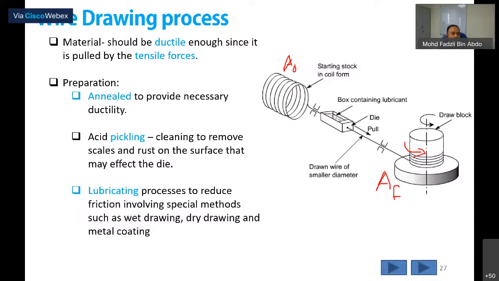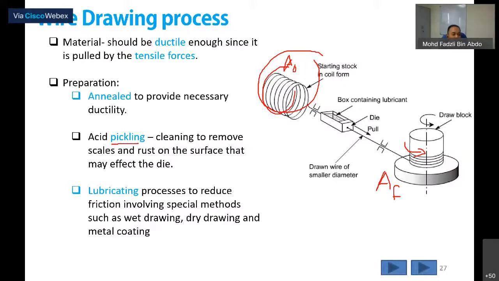Should be ductile. Dia punya preparation, anneal to provide necessary ductility. Maksudnya kita kena annealkan dia. Acid pickling cleaning to remove scale or rust on the surface that may affect the die. Sebelum ini kita kena annealkan dulu. Lepas ini kita kena buat acid pickling. Acid pickling maksudnya menggunakan acid untuk kita buangkan impurities.